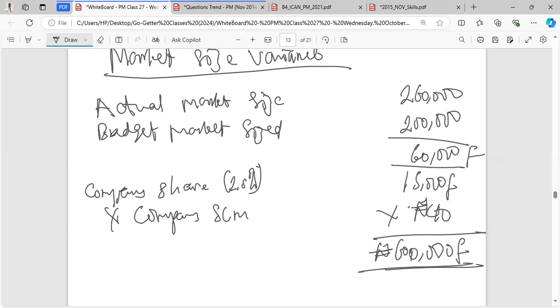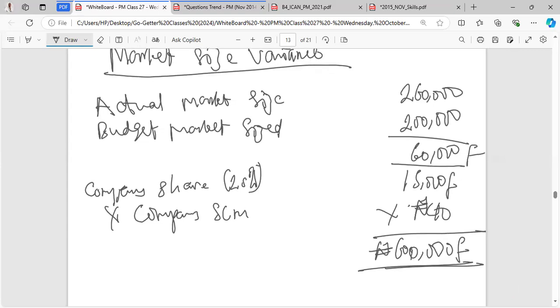So 25% of 60,000 is 15,000. So the overall market takes 60,000 favorable variance. The company is expecting to take 25%, so 15,000 variance goes to them. And when you multiply it by the company's contribution of 40 naira, that is 600,000 favorable for them.